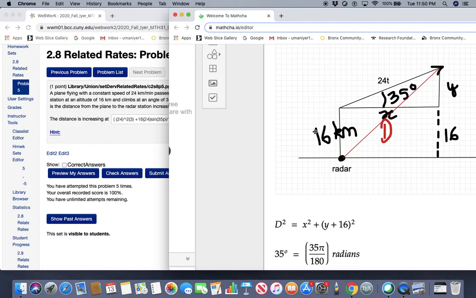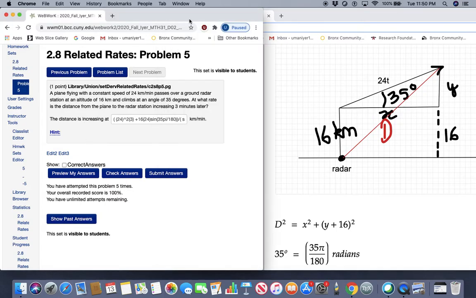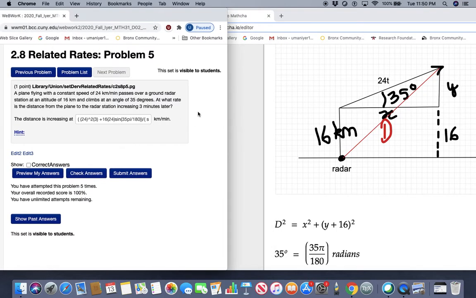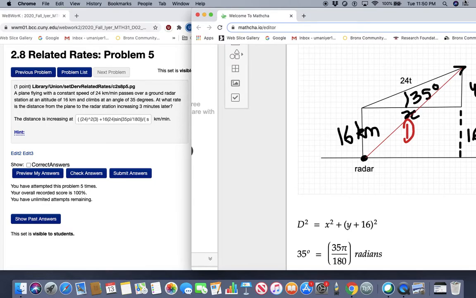So this is 16, so opposite is 16. That is x, so opposite is also x. This y is the height it has reached after t minutes. Now, the question is, at what rate is the distance from the plane to the radar station increasing? So that's where my plane is. Here is my radar station. That distance is capital D, after 3 minutes.